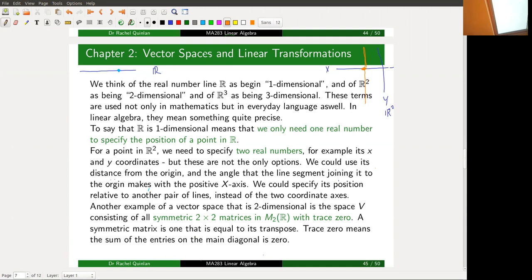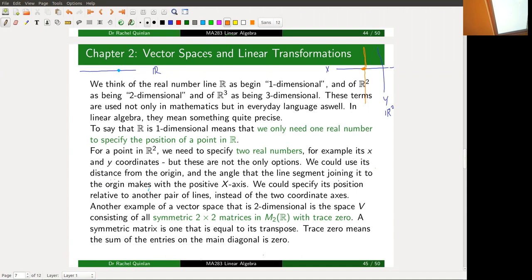Okay, you could specify the position of your point relative to some other pair of lines instead of the two coordinate axes. And there might very well, in some particular situation, be a good reason to do that, rather than using the two coordinate axes. But basically, to specify the position of a point in two-dimensional space, you need a pair of numbers, a pair of coordinates. They don't have to be the standard coordinates, but you need two numbers to pin down a point.